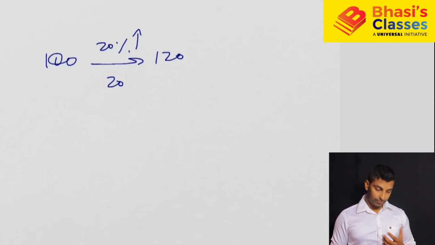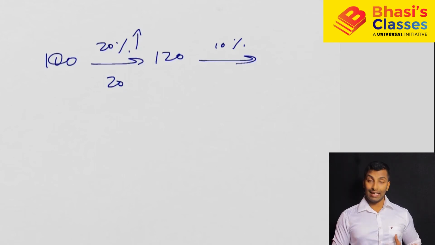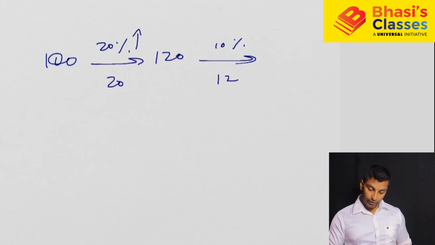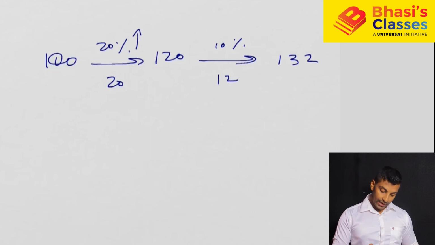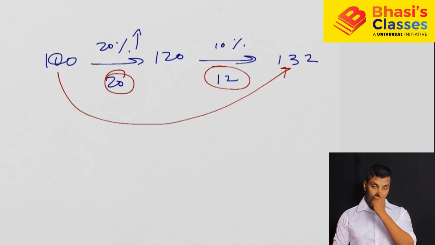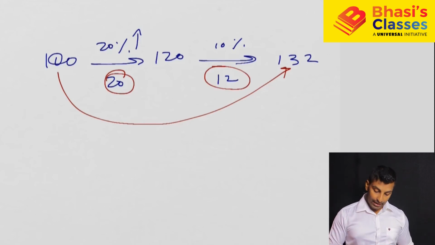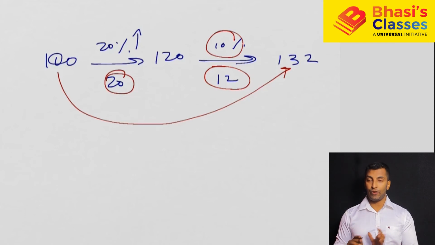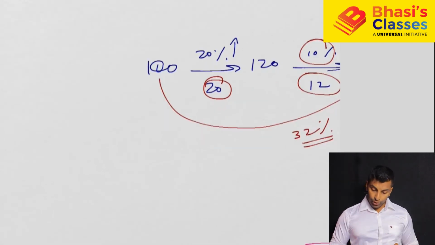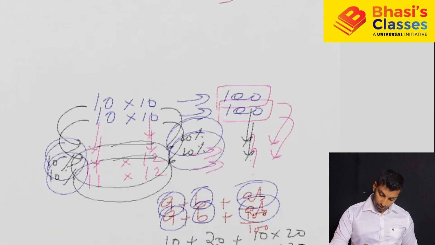Okay, so 120. Then what we need to do is see the 10% increase. Okay, so what is that? 10% of 120, not 100. Okay, so 10% of 120 is 12. So if you add 12, what will you get? 132. So initially it was 100, now it is 132, because one is increased by 20% and the other is increased by 10%, and the effective value is 12, right? So 100 to 132, that means there is a 32% change. Now if you do the same by using the formula, then what will you actually get?